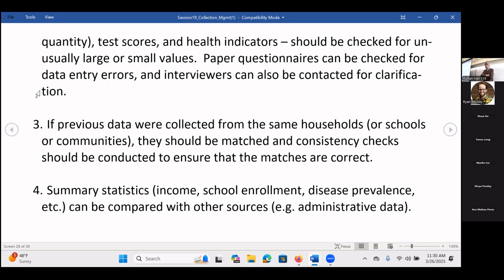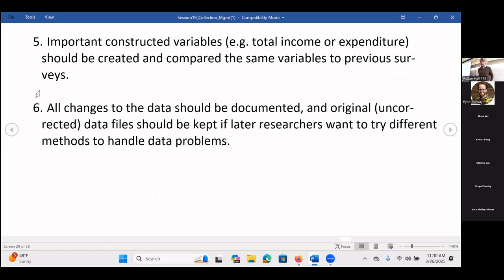And then you can look at summary statistics from other sources, like what's the income in these different areas, or what's school enrollment, what diseases are common, and so forth, to see if it's consistent. Okay, so those are data checks you can do. And a lot of times you can create a total income variable or a total expenditure variable to use as a general measure of poverty or welfare, things like this. And you can compare that to previous surveys, whether it's similar or not.